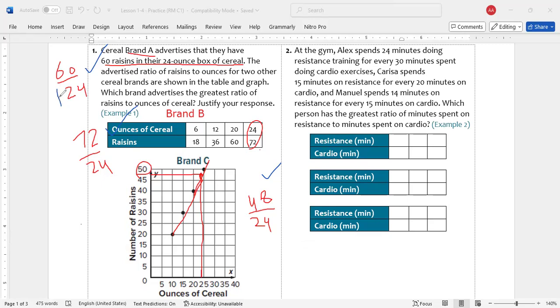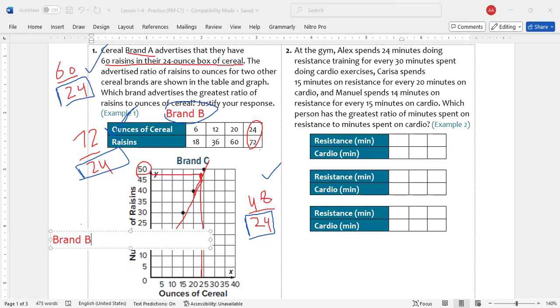The main thing you need to keep in mind is the denominator. If you define it from the word problem here, the denominator will be the same for the table and the same for the graph. Now you can easily compare if the bottom values are the same. Which one is the greatest number in the numerator? This is 60, this is 48 and this is 72. We know that 72 is greater than 60 and 48. It means the table has more raisins, and the table stands for brand B. So we will write here that brand B has the greatest ratio compared to all of the givens, whether the word problem, the table or the graph. Brand B has the greatest value of the ratio.